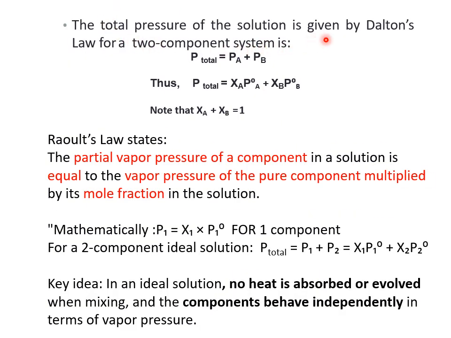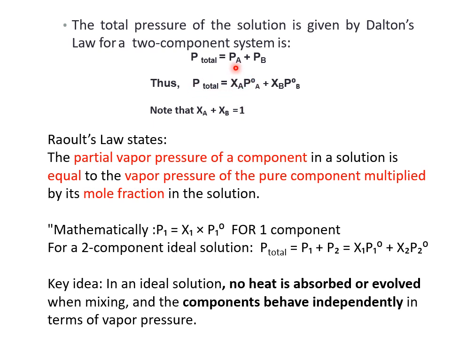The total pressure of the solution is also given by Dalton's law. For two components, the total pressure is equal to PA plus PB. For each component, we can apply Raoult's law to find its partial pressure.